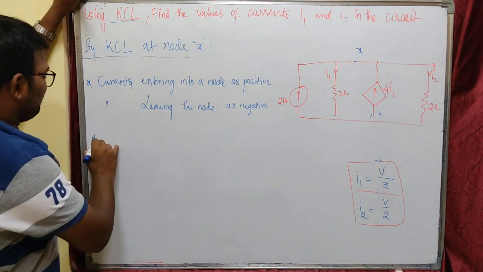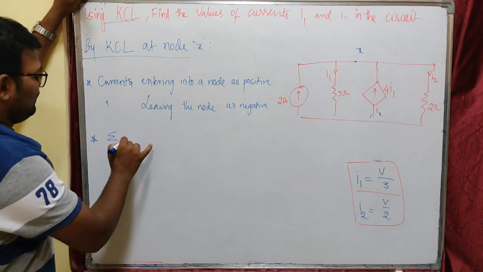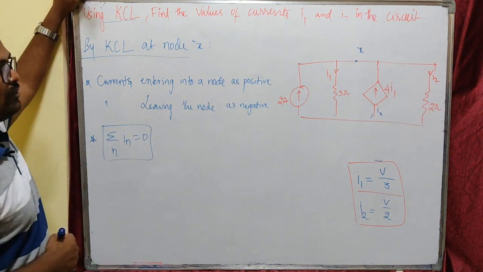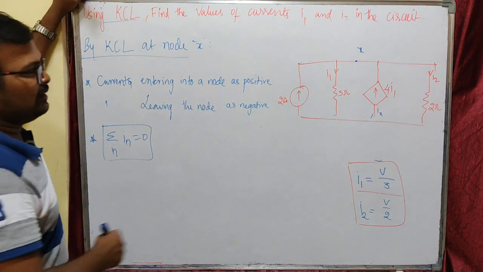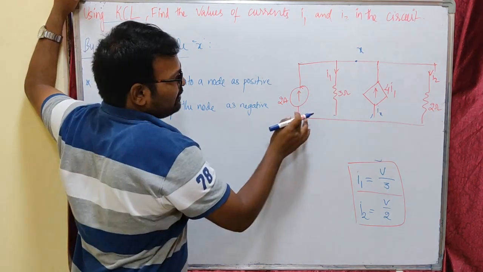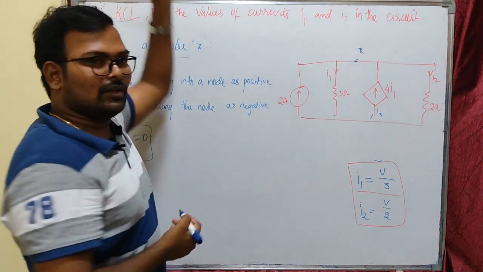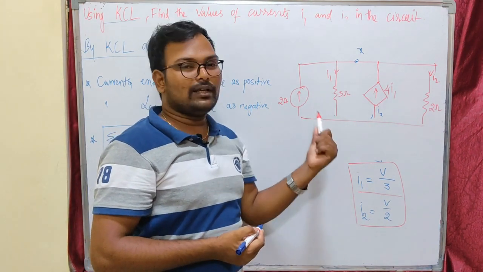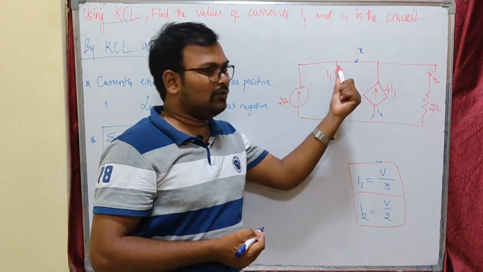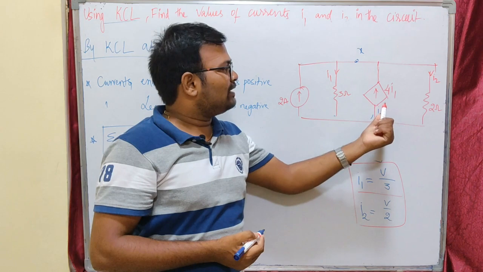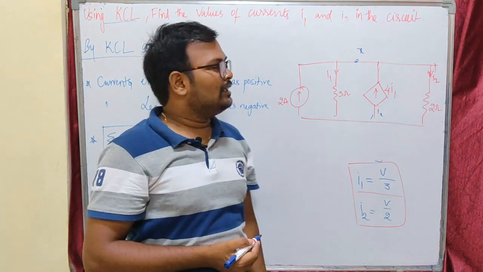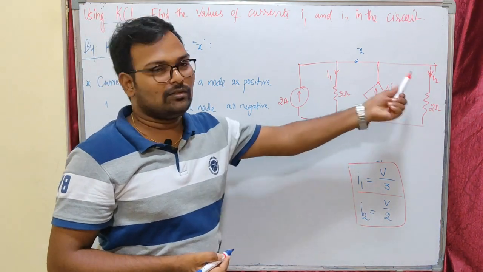What is KCL? The algebraic sum of currents at a node equals 0. You already know that, so I am going to write the expression. At X, our reference node, the current 2 amperes is entering the node, and current I1 is leaving the node, going away from it, and current 4 I1 is also entering the node, and I2 is leaving the node. It is downwards. Currents going upward are entering the node, and currents going downward are leaving the node.